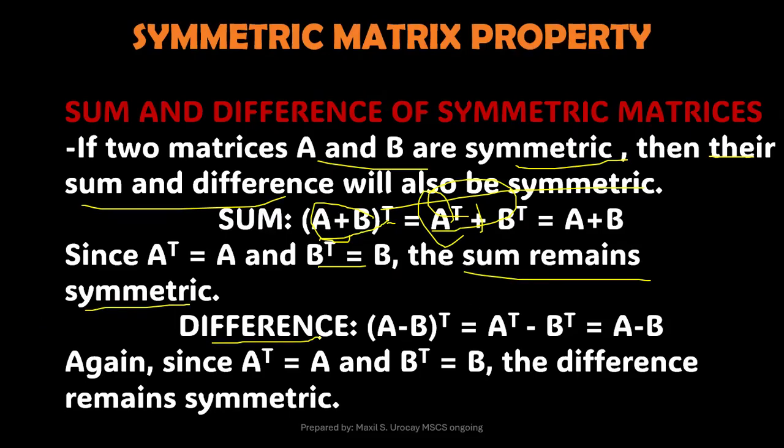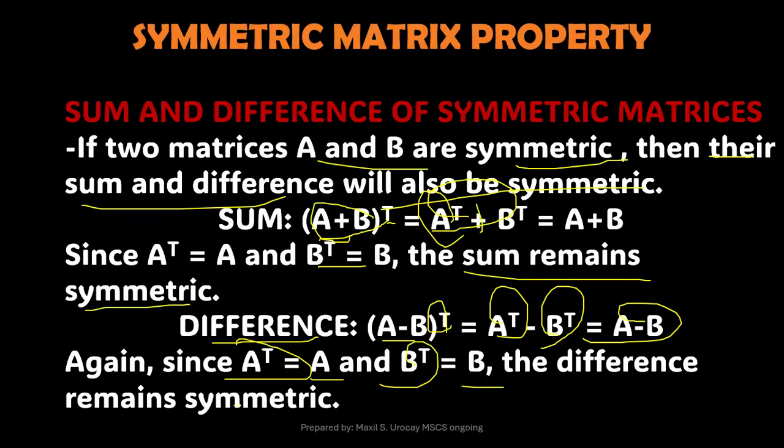For the difference, we use the same approach with A minus B, and then we transpose it. It will still work the same way: the transpose of A and the transpose of B will still equal A and B. Again, since the transpose of A is equal to A and the transpose of B is equal to B, the difference remains symmetric.